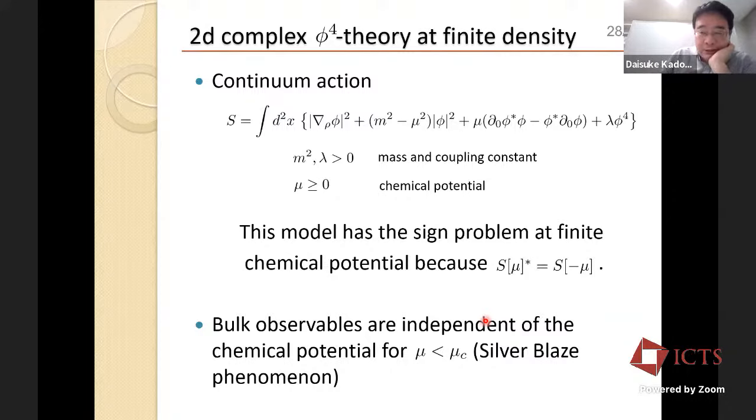Without the imaginary part of the action, in the phase quenched theory, Silver Blaze phenomena cannot be observed in the phase quenched theory. So we need to treat the imaginary part of the action carefully to observe the Silver Blaze phenomenon.